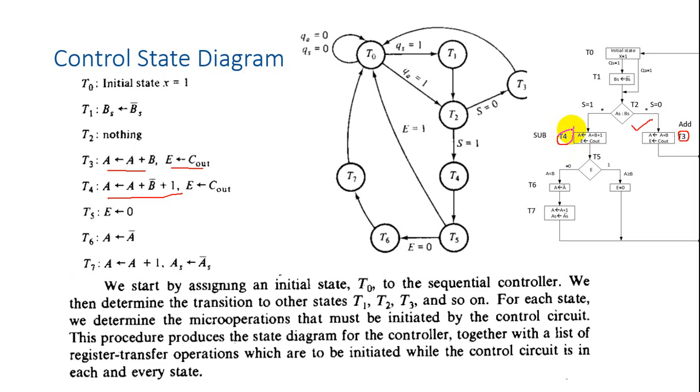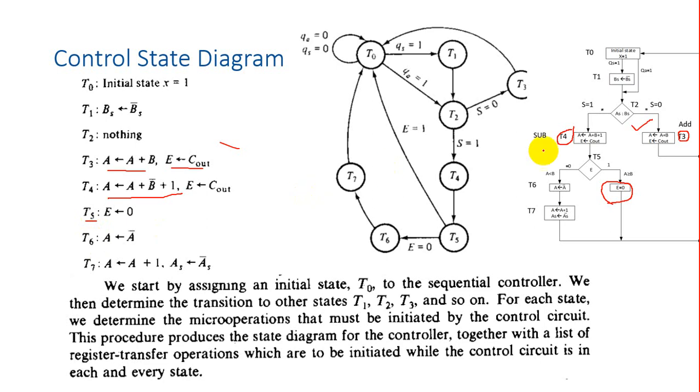Okay. At T5, what you do? At T5, you send 0 to the A. Okay. You clear the overflow bit. That's T5. No. All these things, this flowchart and this state diagram, you need to draw, and this you also need to draw by yourself. Nothing will be given.